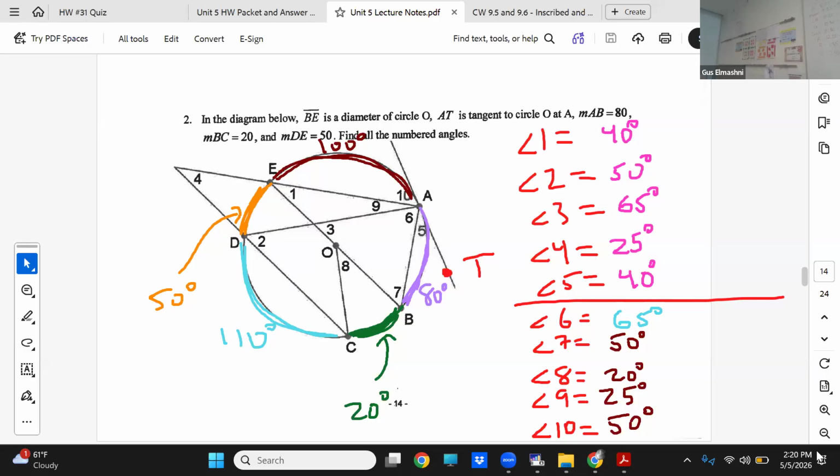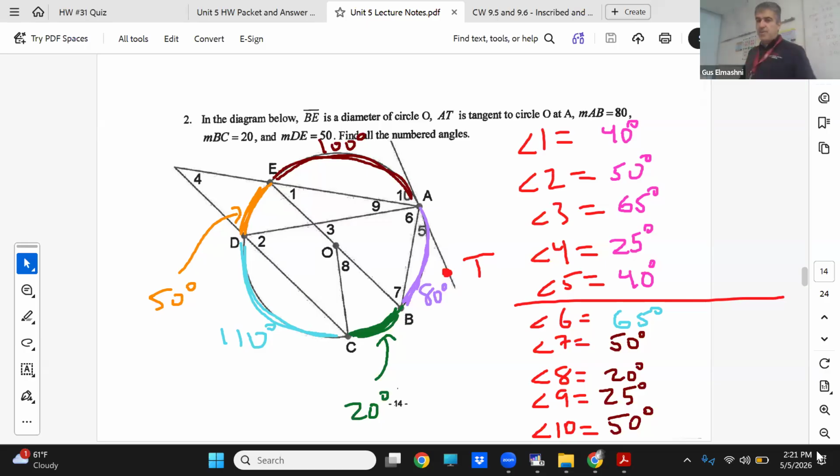Angle 8 is half of the green. That's 20. Angle 9 is 25, because that's half of the orange. Angle 10 is a secant to the tangent, and that's half of the maroon, which is 50.